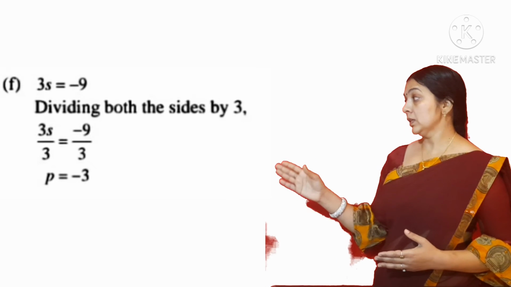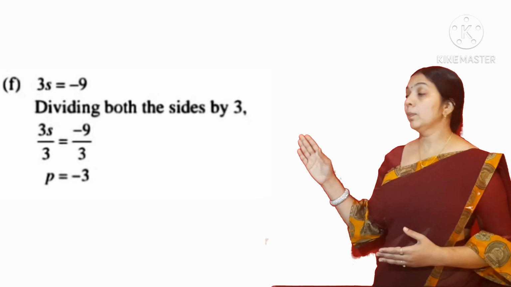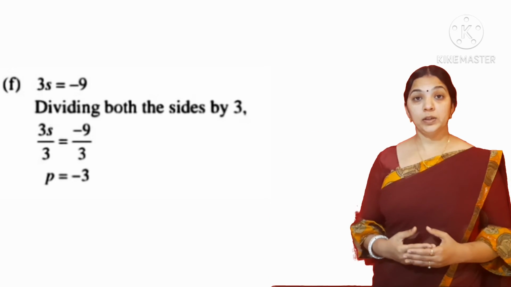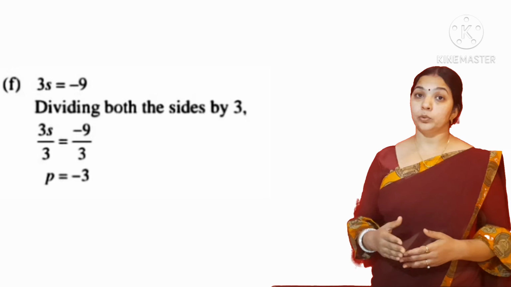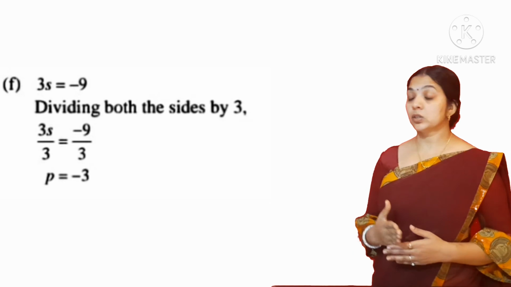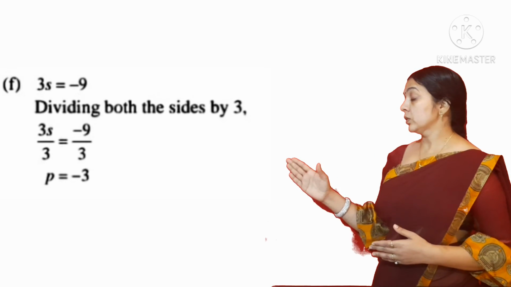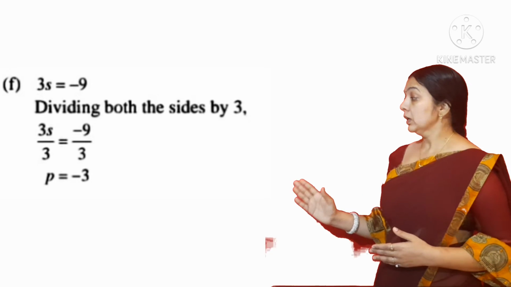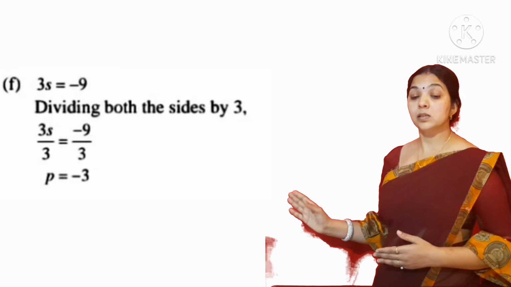F is 3s is equal to minus 9. Now we will divide by 3 on both LHS as well as RHS. So this will result in s is equal to minus 9 by 3. That means s is equal to minus 3.